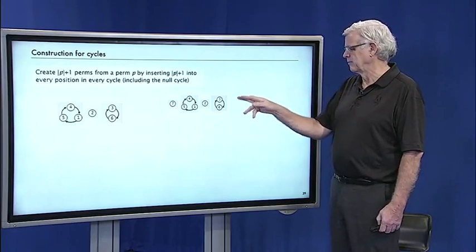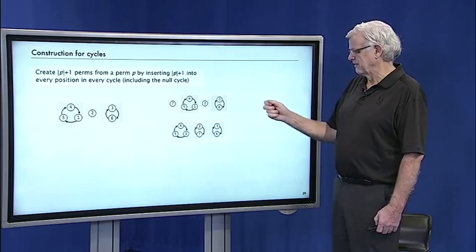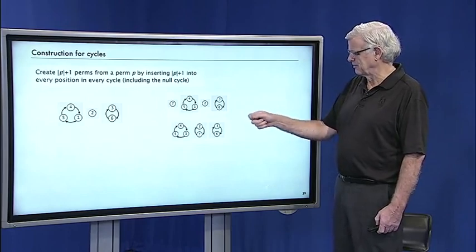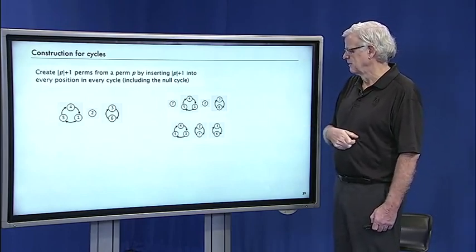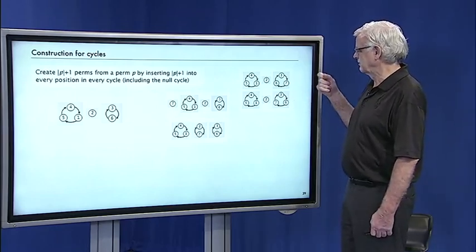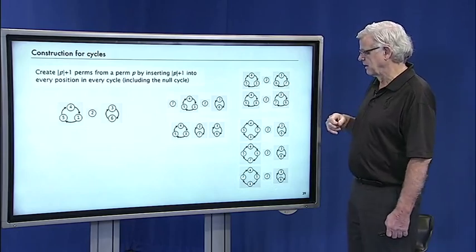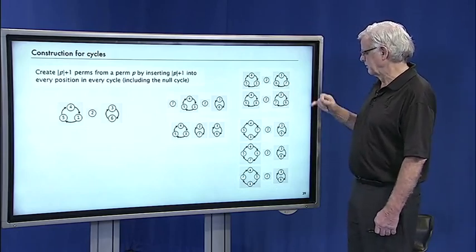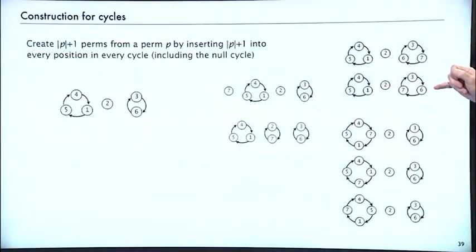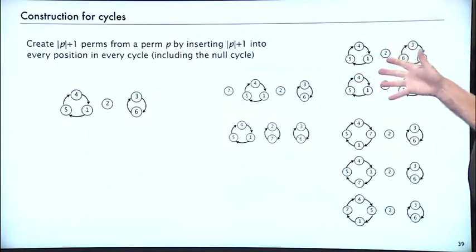First thing is put 7 in the null cycle, so that creates a new cycle of size 1. And then put 7 in every position in the one cycle. There's only one place, it makes a 2 cycle with 2 and 7 in it. And then in the 2 cycle, there's 2 places to put it, 3, 7, 6 or 3, 6, 7. And in the 3 cycle, there's 3 places to put it, either 4, 7, 1, 5, or 4, 1, 7, 5, or 4, 5, 1, 7. So from that permutation of size 6, we construct 7 permutations of size 7.